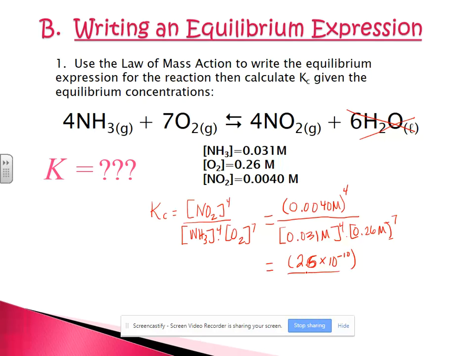And then 0.031 raised to the fourth power gives me 9.2 times 10 to the negative 7, and that was to 2 sig figs. And then 0.26 raised to the seventh power gives me, to 2 sig figs, 8.0 times 10 to the negative fifth power.